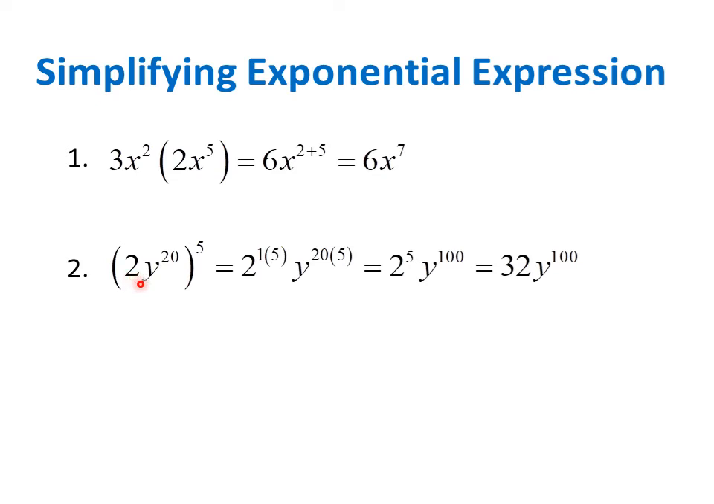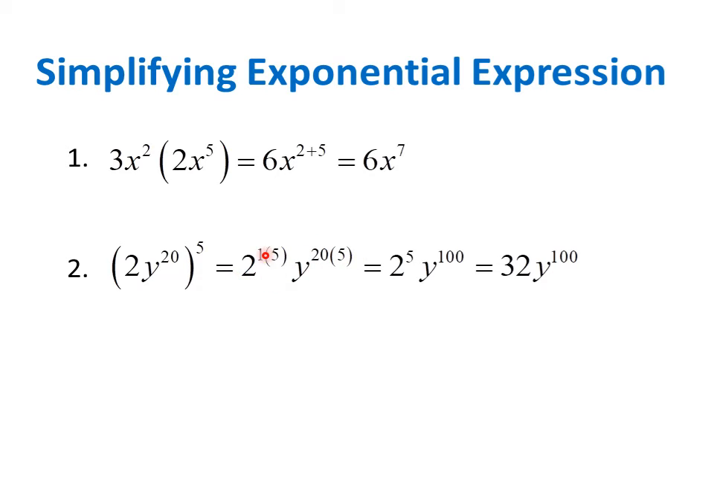Now, this time, let's raise the expression 2 times y to the 20 to the exponent 5. So, we have to distribute this exponent 5 to each number or variable inside the expression. So, we have 2. Of course, 2 is 2 to the 1. We multiply the exponent 1 by the given exponent 5. Then, we have y to the 20. We will have to multiply 20 by the exponent 5. So 20 times 5.